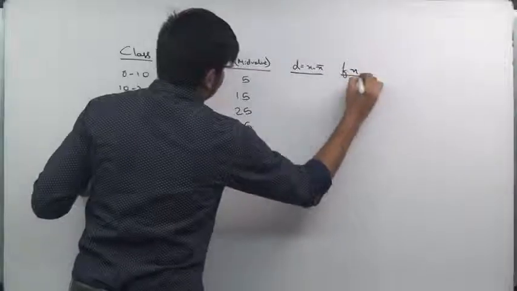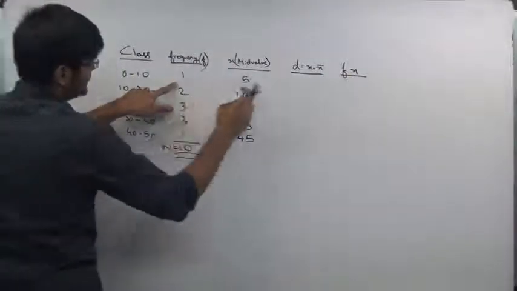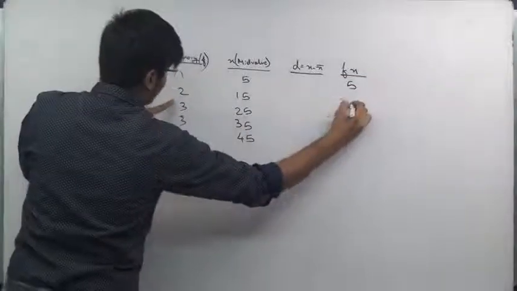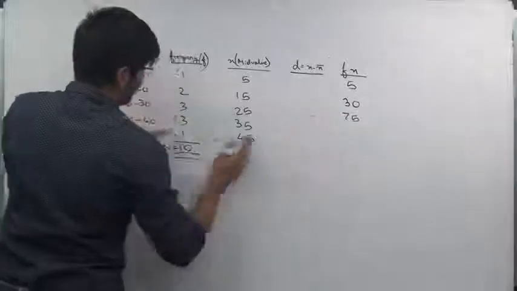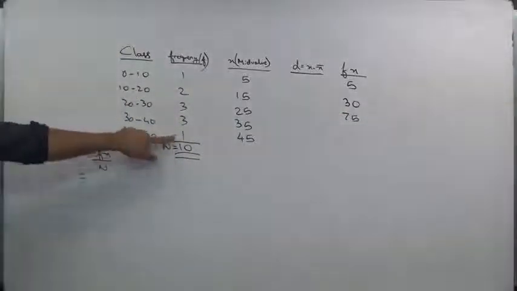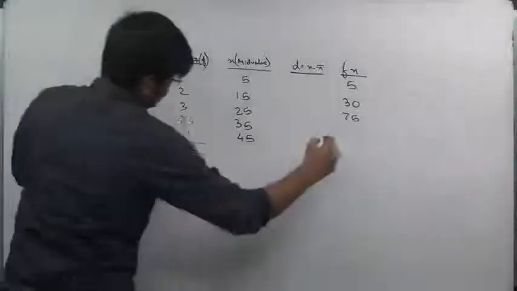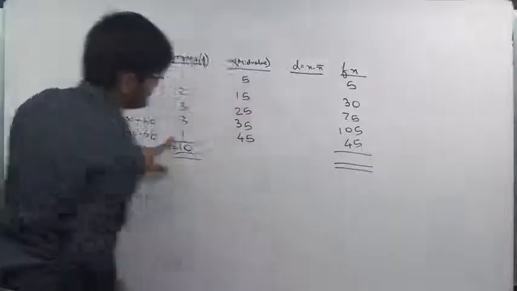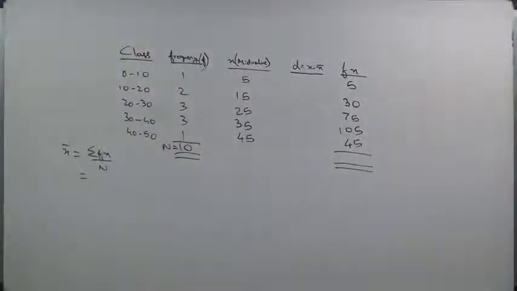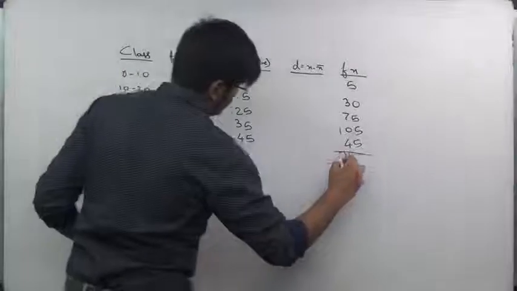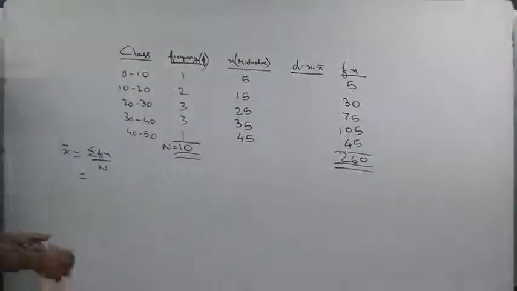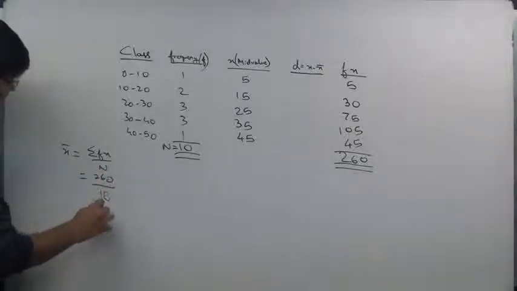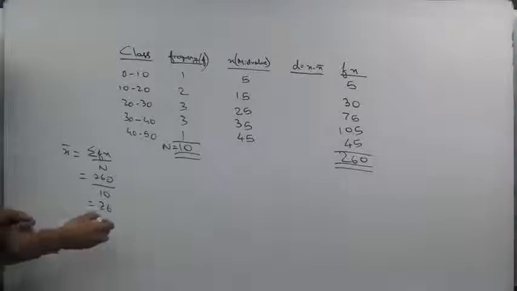Let's find fx first. That means f multiplied with x: 1 into 5, 15 into 2, 25 into 3, 35 into 3. Go on, keep doing this. Total of fx. Compute. 260. So 260 divided by 10 gives us 26. This is the arithmetic mean.